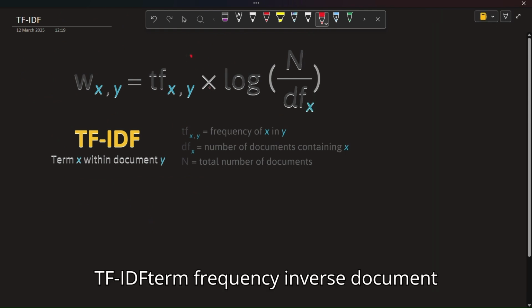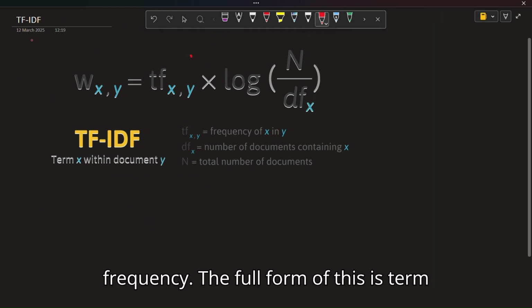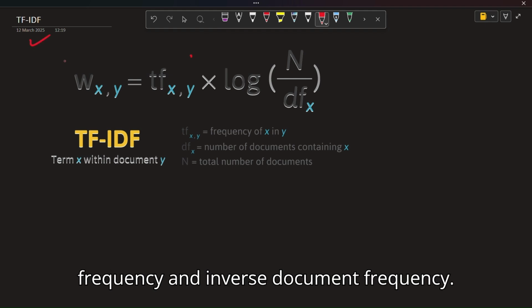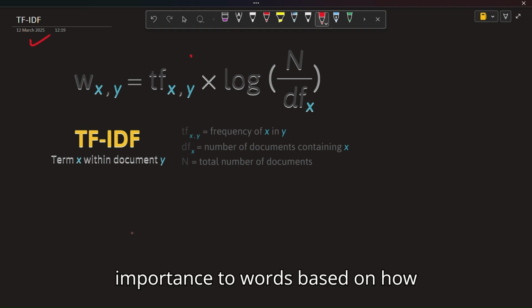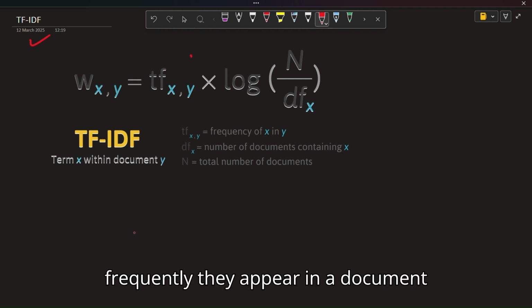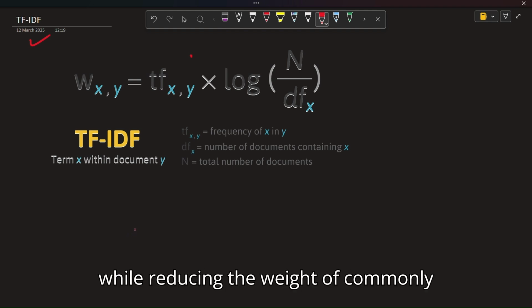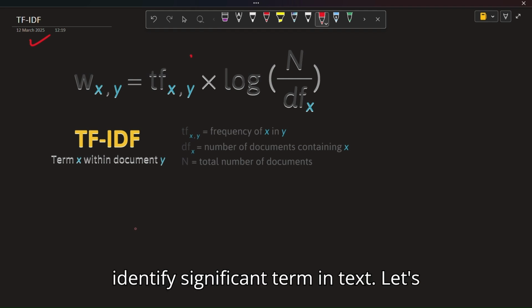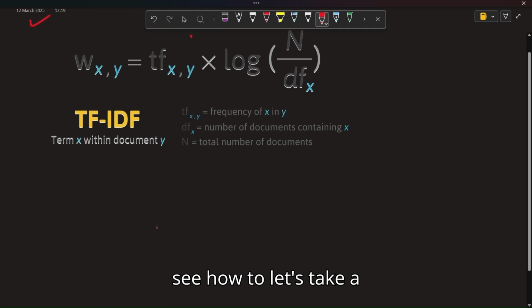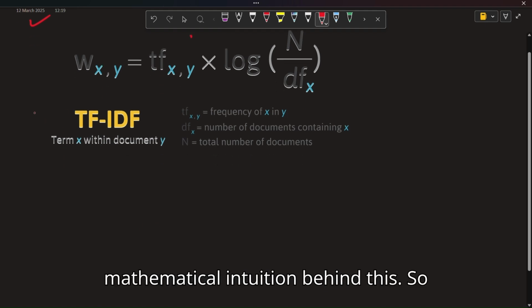So TF-IDF, term frequency inverse document frequency. The full form of this is term frequency and inverse document frequency. It is one of the most widely used text representations. It assigns importance to words based on how frequently they appear in a document, while reducing the weight of commonly occurring words. This helps identify significant terms in text. Let's take a look at the mathematical intuition behind this.